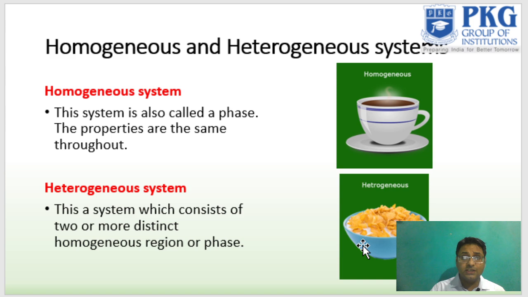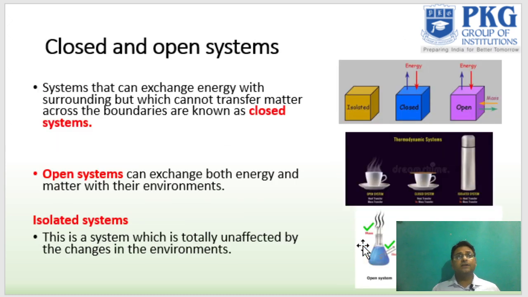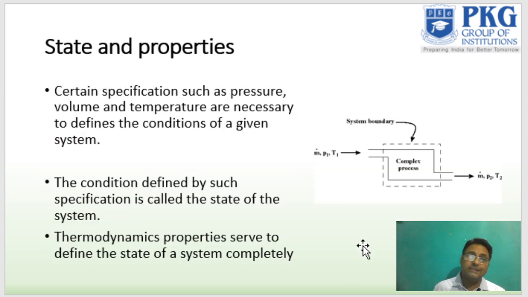The homogeneous and heterogeneous systems, these are the two examples of homogeneous and heterogeneous systems. And what are the closed, open, and isolated systems. So these three are the examples of isolated, closed, and open systems. The state and properties, this is a perfect example of how the properties affect our systems. So these are the properties: mass, pressure, and temperature.